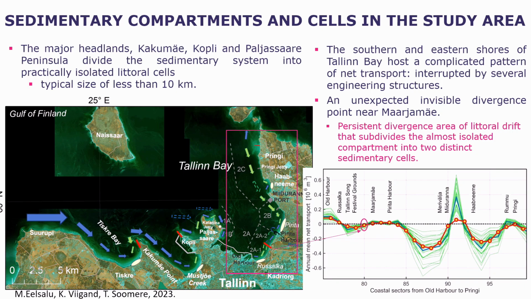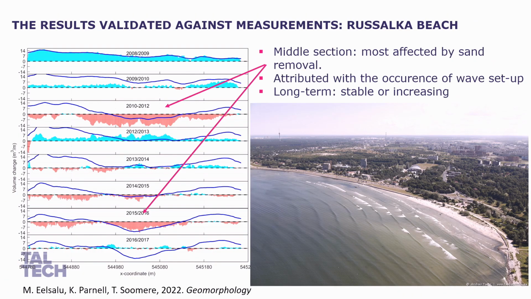But this became visible here, and the impact of the stable divergence point, further to the north in the picture, becomes evident in the accumulation area near the Rusalka monument. That the Rusalka area is accumulating, or at least stable, is confirmed by the high-resolution measurements on the dry beach. We can notice that over the 10 years, this beach area has been stable, or some parts may even have increased in sand height.